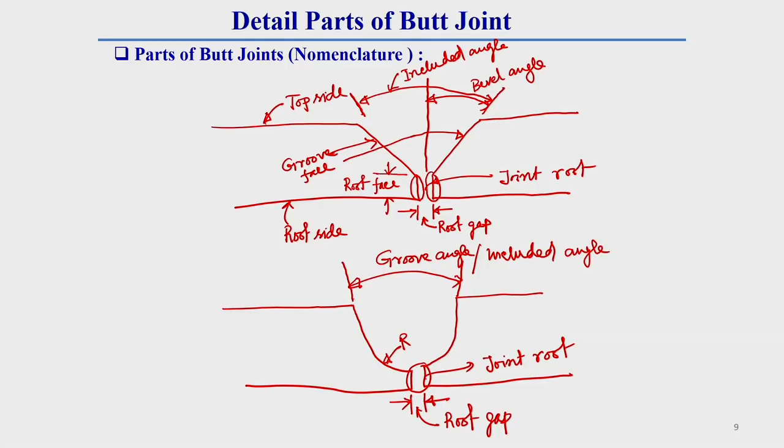So, this is for a bar joint. We will see V types of groove and all the different elements, and this is for a U groove bar joint of different types of element. This is called top side and this is called root side. So, this is the different parts of a bar joint and its nomenclature.